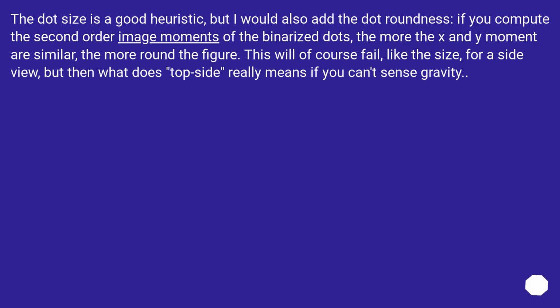The dot size is a good heuristic, but I would also add the dot roundness. If you compute the second-order image moments of the binarized dots, the more the x and y moment are similar, the more round the figure. This will of course fail, like the size, for a side view, but then what does topside really mean if you can't sense gravity?